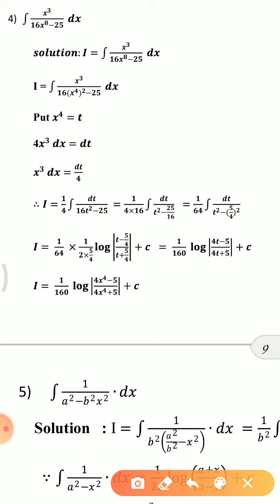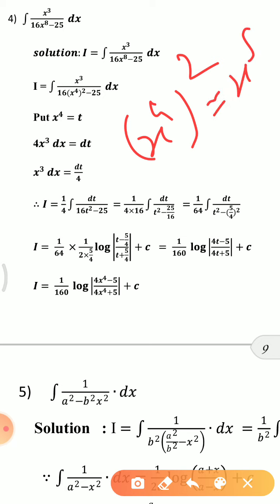First we have to convert x raised to 8 in the form of x raised to 4 to the power 2, that means 4 twos are 8, that is x raised to 8. Converting this way, I is equal to integration of x cube upon 16 times x raised to 4 the whole square minus 25 dx. Then putting x raised to 4 is equal to t, because we cannot solve directly; we put the smaller power. That means here 16t square.